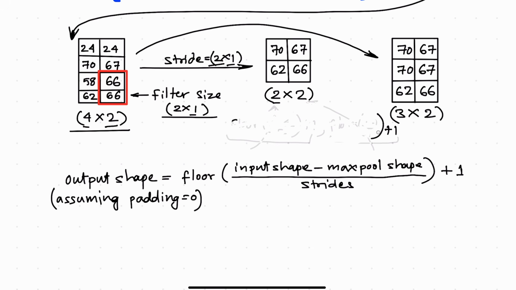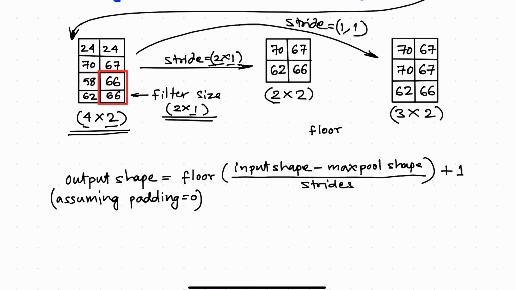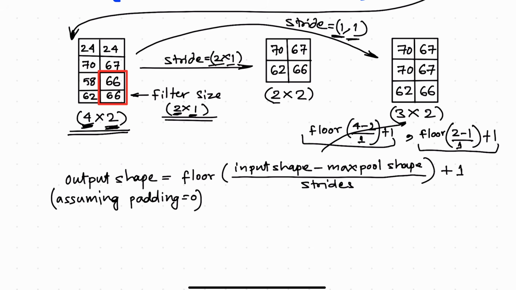Similarly, if the input size was 4 by 2 and the max pooling filter size was 2 by 1 and the strides were 1 by 1, then the output will be floor of (4 minus 2) by 1 plus 1, comma, floor of (2 minus 1) by 1 plus 1. That equates to 3 by 2.